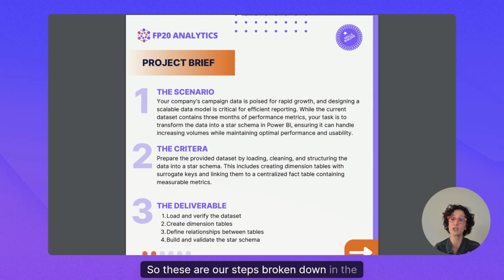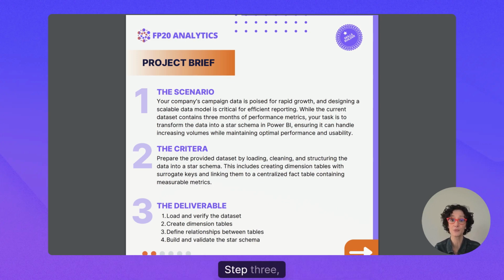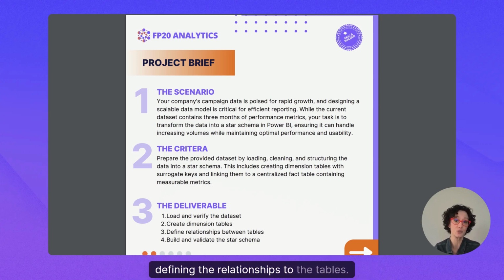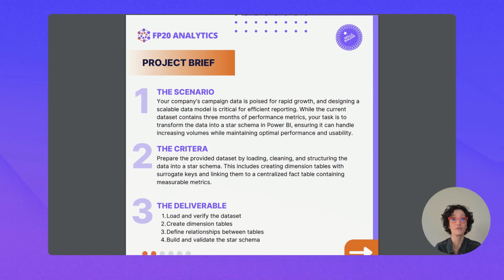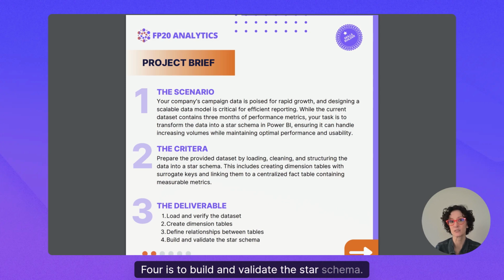These are our steps broken down in the deliverables. 1, we're going to load and verify the data set. And in that step, you're also going to determine what's going to make up your dimensions. 2, create those dimension tables. So we'll walk through the steps that you need to take in Power Query in order to do that step. 3, defining the relationships to the tables. Once we've completed all of our work in Power Query, we're going to take a look at the model view and see how we can make those relationships to our fact and dimensions. 4 is to build and validate the star schema. We're also going to take a look at how to create a date dimension as well in step 4.